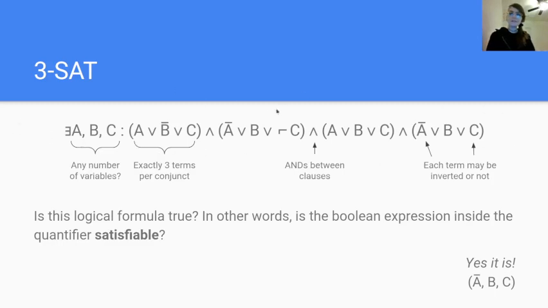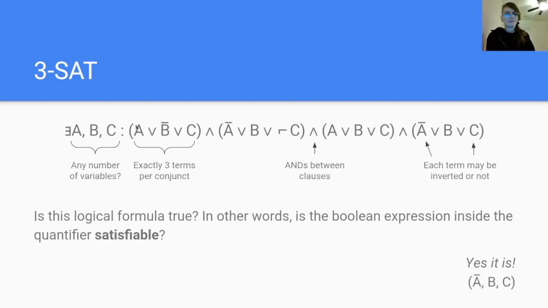So what makes it 3-SAT is there's exactly 3 terms per conjunct. You can have as many terms as you want, you can have as many variables as you want. But there's exactly 3 terms per conjunct. There's these A or not B or C. There's 3 things here. And we can see that in fact this formula inside is satisfiable. Because there's an example right here. A not, B, and C.